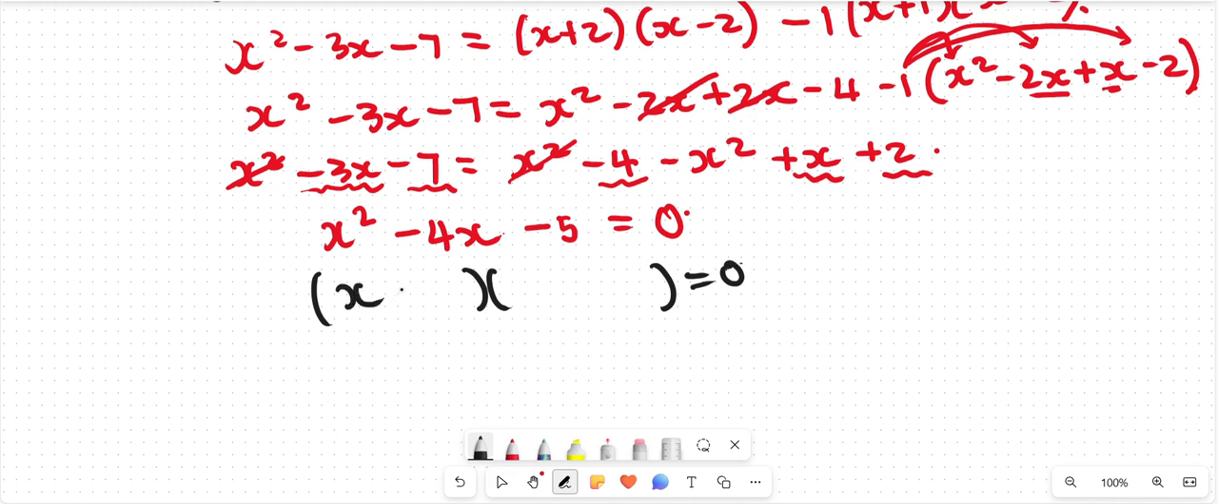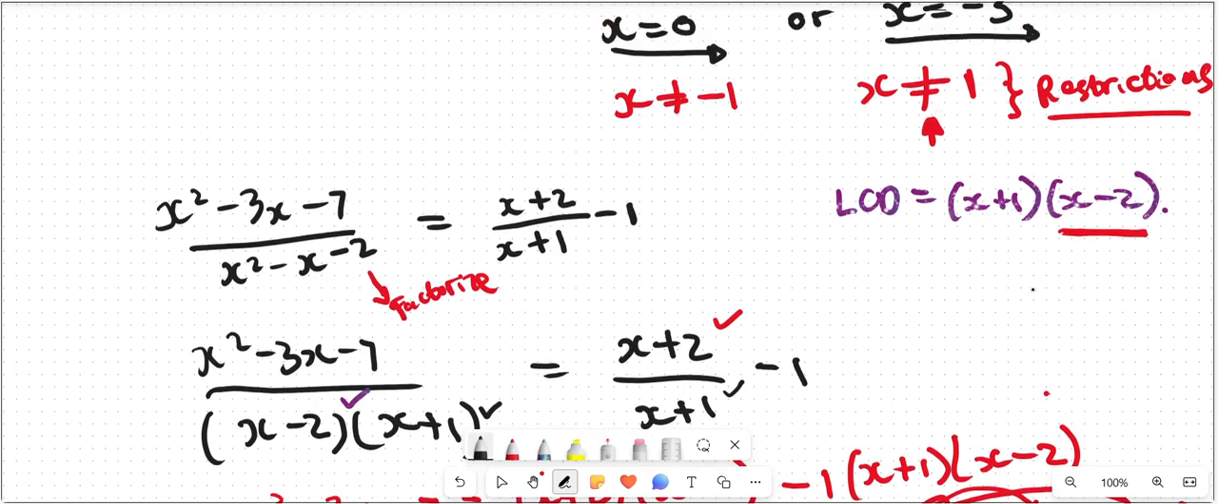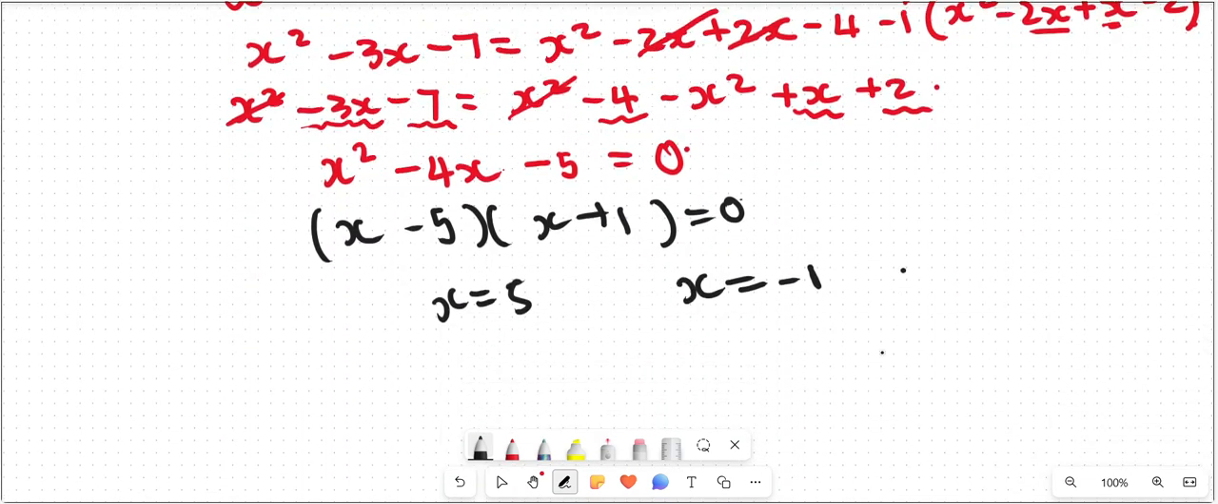factors of negative 5 that add to give me this guy is a negative 5 with a positive 1. So x is a 5. And so x is a negative 1. Again, restrictions. So again, you could just look at your LCD to get the restriction.